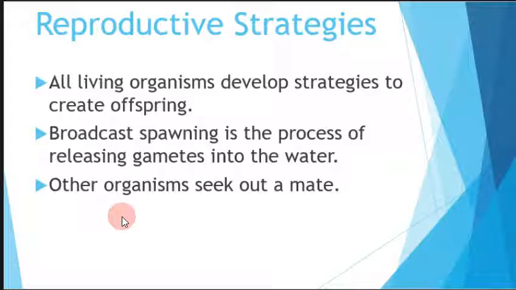All living organisms develop strategies to create offspring. That's the goal. And in the ocean, we have something known as broadcast spawning. That releases gametes just into the water. They're just broadcast, like you broadcast seed into your garden, right? Other organisms will go and seek out a mate. That would be our mammals, some of our bigger fish, things like this. But the broadcast spawning we'll see in creatures like, I'll show you a picture here of a giant sponge.